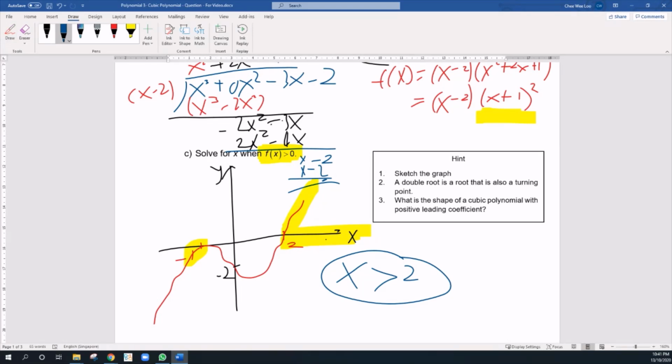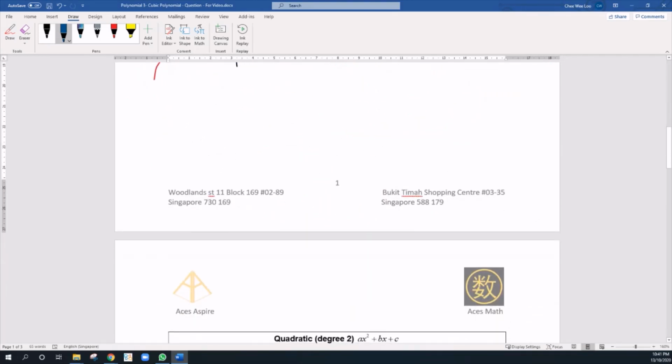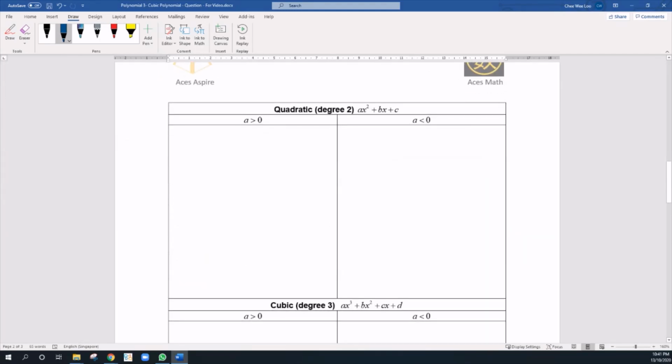Now, as a final farewell for this chapter, I just want to revise with you the shape of a cubic graph in general, and a quadratic graph too. For a quadratic graph and cubic graph, we always look at the polarity of the leading coefficient to determine its shape. For a quadratic graph with positive leading coefficient, we will always have a U-shaped curve. And conversely, for a negative leading coefficient, we will have an N-shaped curve like this.